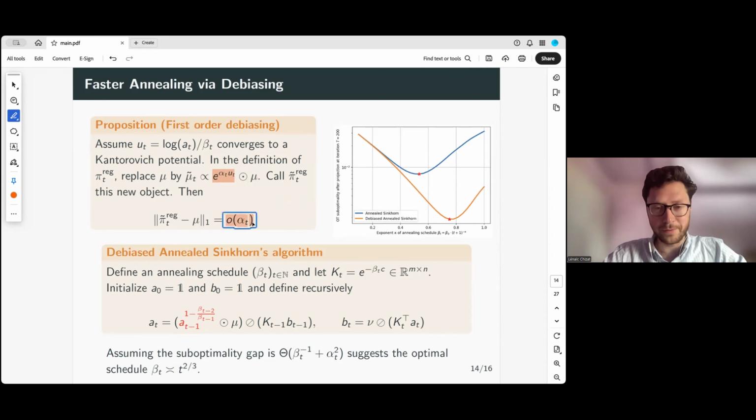And in fact, if instead of the little o here, what we get is a big O of alpha square, this would suggest that the optimal annealing schedule, by optimizing the trade-off, you will get t to the 2/3. And in practice, you in fact see that you can use essentially an exponent of annealing schedule of order 0.66, so 2/3. So with this modification of annealed Sinkhorn, you can accelerate the annealing, and again, you cannot really do better.